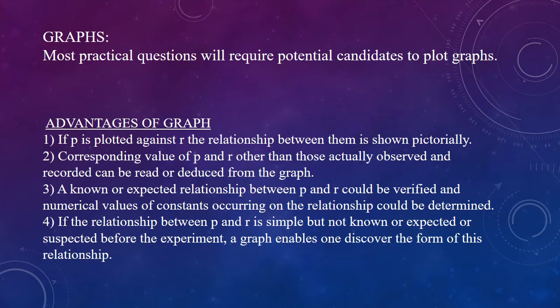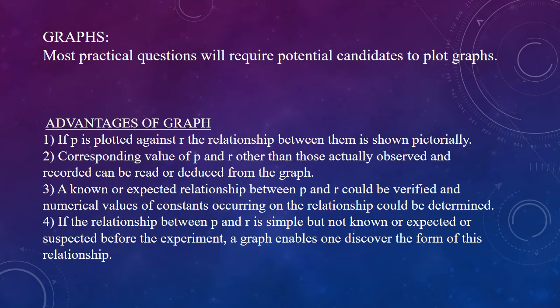Corresponding values of P and R other than those actually observed and recorded can be read from the graph. This will be discussed as we move further in this lesson. A known or expected relationship between P and R could be verified, and numerical values of constants occurring in the relationship would also be determined.